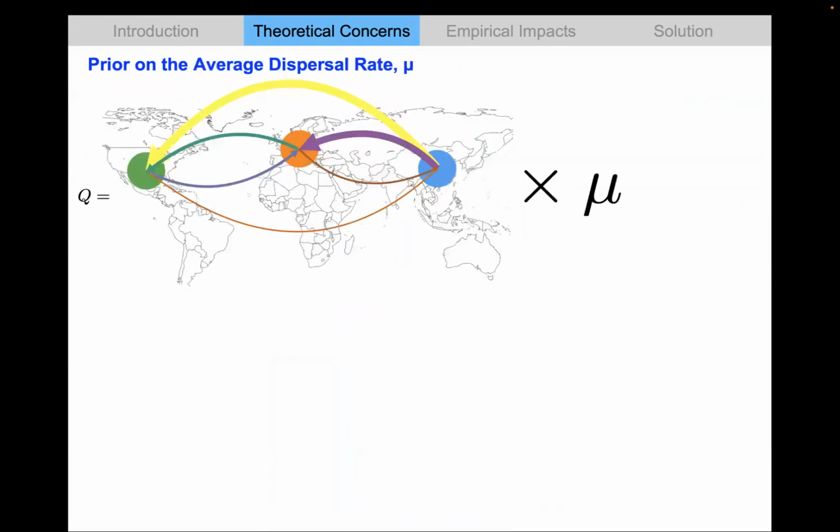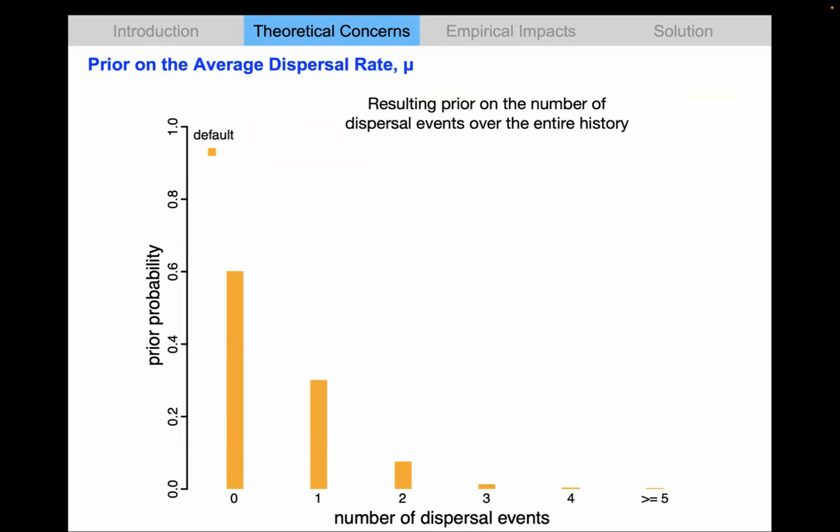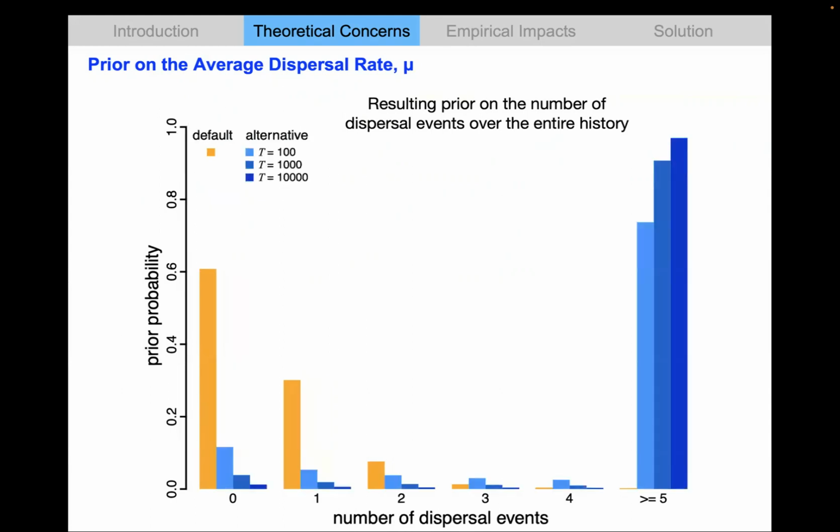Next, let's look at the prior on another focal parameter, the average dispersal rate mu. Recall that mu indicates the expected number of dispersal events in one time unit. So the prior on mu represents our belief about the number of dispersal events over the entire dispersal history. Under the default prior, it is very unlikely for there to be more than a handful of dispersal events over the entire history, no matter how many sequences there are or how long the dispersal history is in the dataset, which again seems quite counterintuitive. In the experiment below, we specify a more diffuse alternative prior on mu, where the expected number of dispersal events naturally scales with the duration of dispersal history, shown by the blue bars.